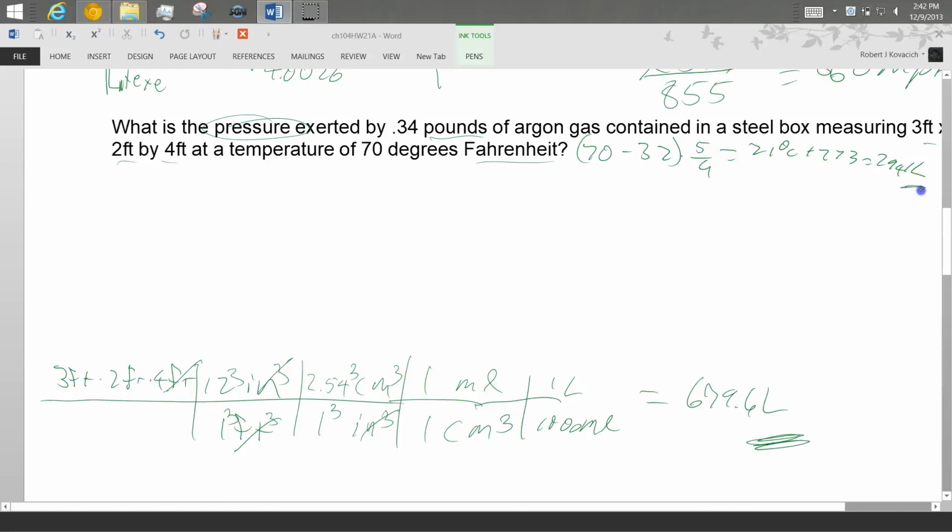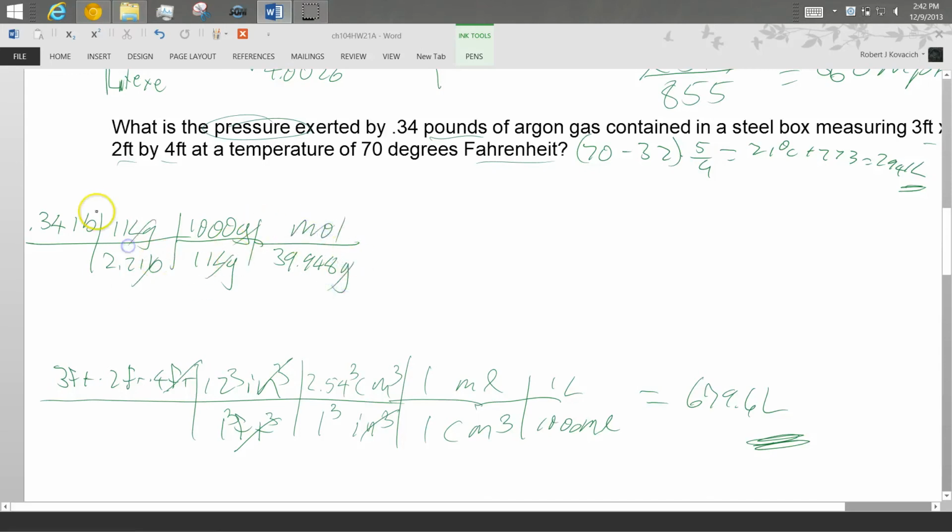So now I've got liters and I've got Kelvin, and I'm looking for pressure, so ATMs, and then I've got this pounds thing, and I've got argon. So what I need are, out of that pounds, I need to go to moles. So I'm just going to do this in one track now. 0.34 lb, and then it's 2.2 pounds per kilogram. And for every 1 kilogram, it's 1,000 grams. And then argon is 39.948 grams per mole. So the grams and the kilograms and the pounds, all that stuff cancels out.